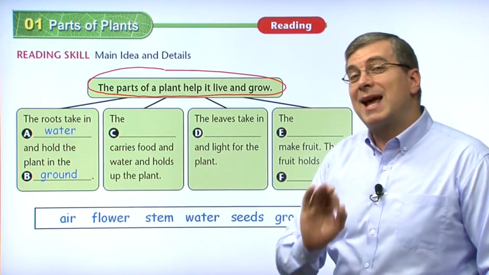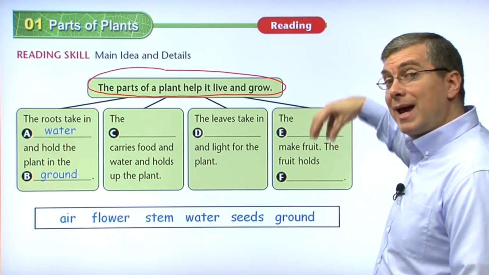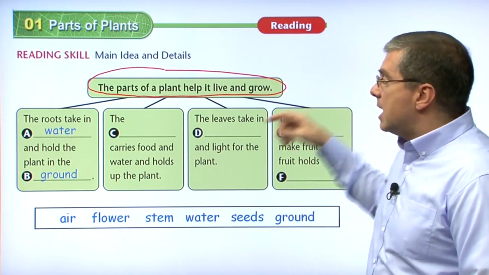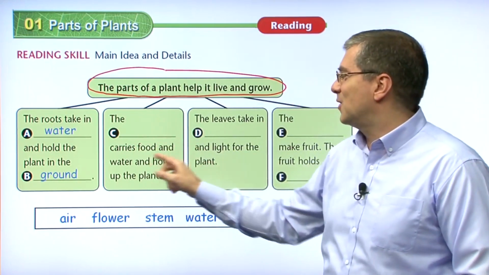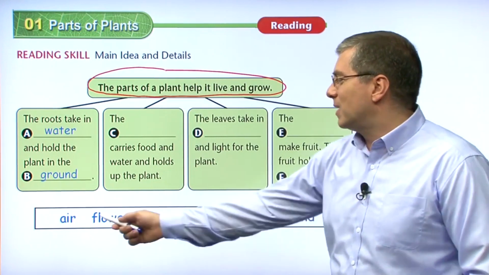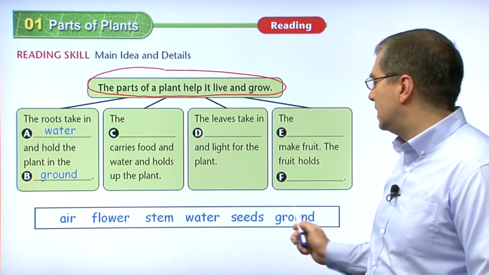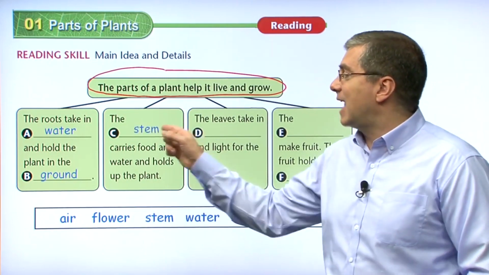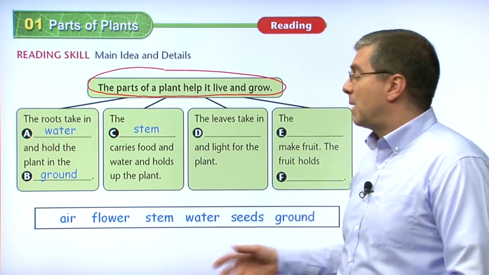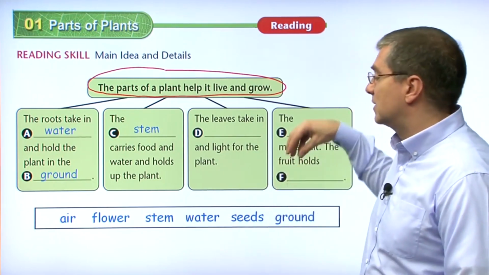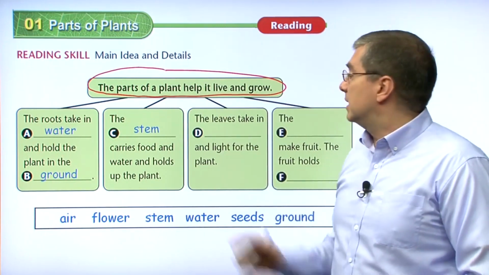We're going to talk about the next part of the plant. Now remember, we started at the bottom and we worked our way up. First we talked about the roots. We're going to talk about the second part of the plant, the B, carries food and water, and holds up the plant. So what's the second part of the plant that we talked about? Air, flower, stem, water, seeds, ground. If you guessed stem, you are correct. That is the second part of the plant that we talked about. That gets back to our organization too. First roots, stem, leaves, and flowers. So the next part again is the leaves.